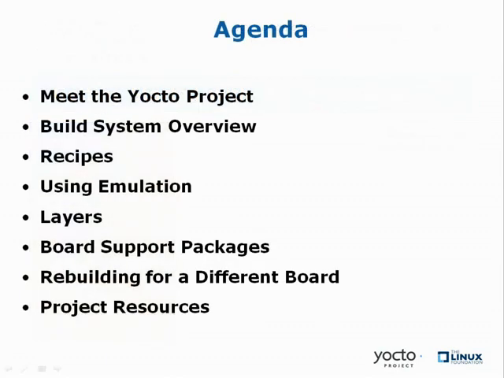So we'll begin by spending a couple of minutes examining the goals and benefits of the Yocto project, and then give a high-level overview of Yocto's build system. We'll take a closer look at recipes, which are an important, fundamental part of the build system, and then we'll actually build and run a Linux image under emulation. After that, we'll discuss Yocto's layering system and how board support packages are used as layers. And finally, we'll see how easy it is to rebuild a Linux image for a different board, and I'll point you to some useful project resources for further research.